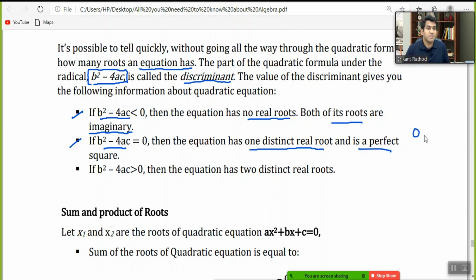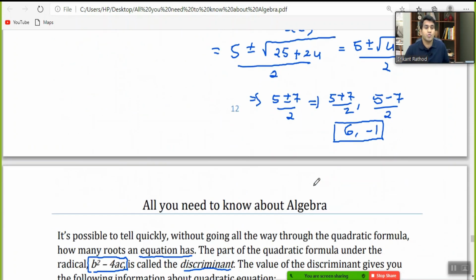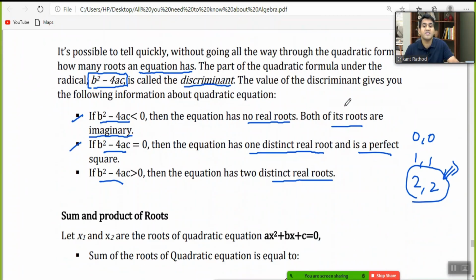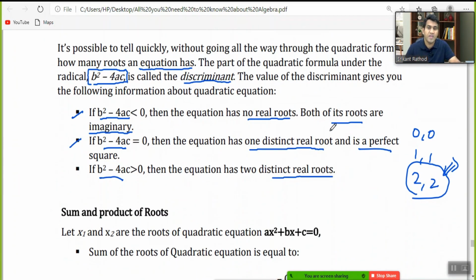It may be 0, 0 or 1, 1 or 2, 2, any number with the same values. I'm getting the same number, so those are called the roots or the real roots of the given quadratic equation. If b square minus 4ac is greater than 0, then the equation has two distinct real roots. So this is what we saw in some examples. Here this equation we got as two distinct real roots because b square minus 4ac is greater than 0. This is how we identify.